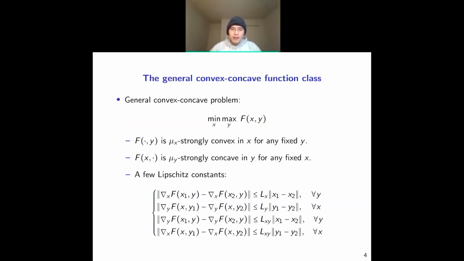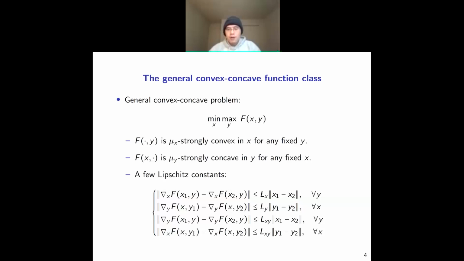Rigorously speaking, the first function, or say problem class, that we are considering is this general convex-concave problem class. For this f of x, y, we assume it's mu x strongly convex in x, and mu y strongly concave in y. And we also specify a whole bunch of different Lipschitz constants for the gradients.